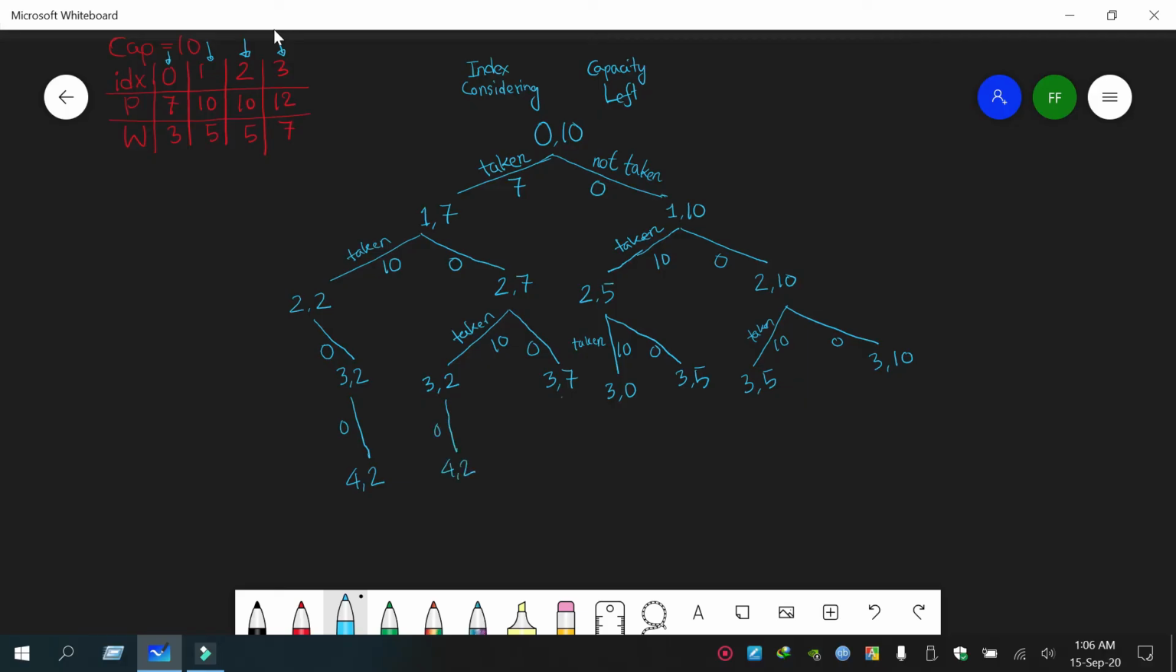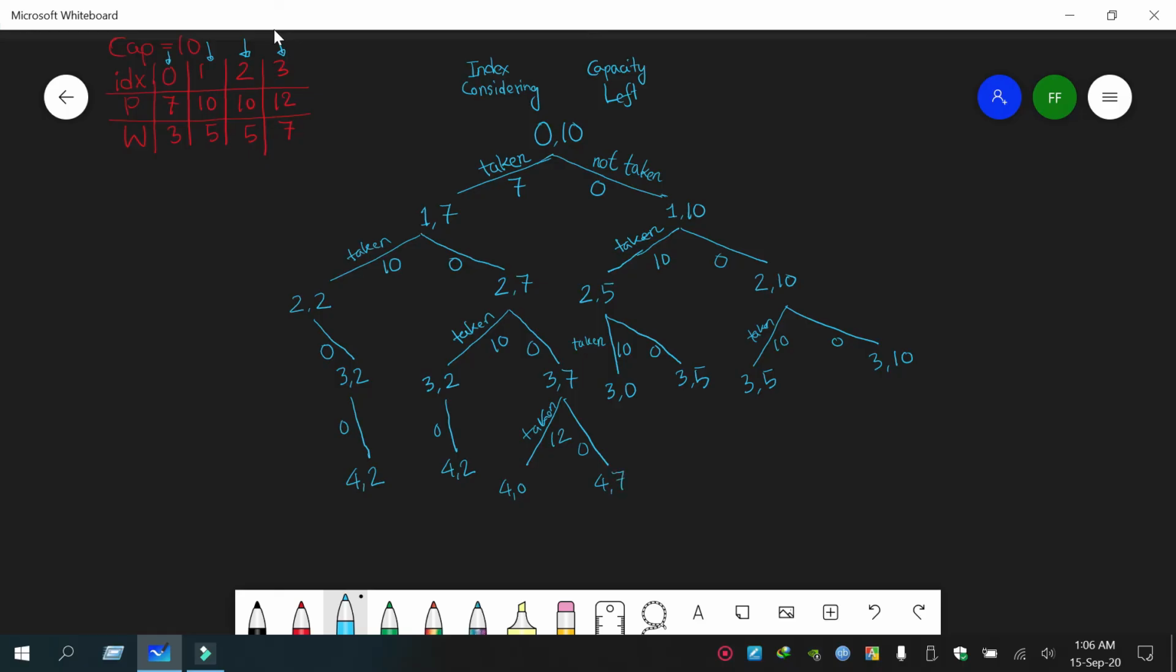From 3 7 we can actually take the item because the capacity left is 7 and the weight left is 7, so it will go to 4 0, and the price of the item, that is 12, will be added, and there will be another branch where we won't take the item and it will go to 4 7.